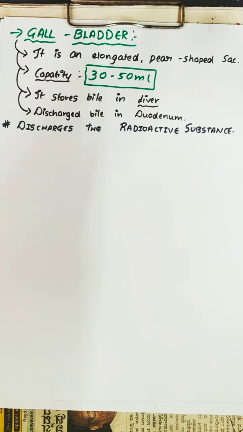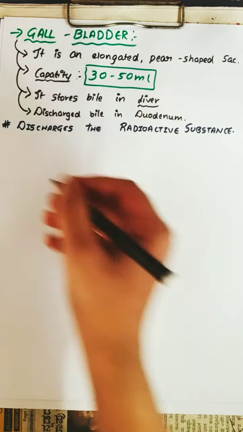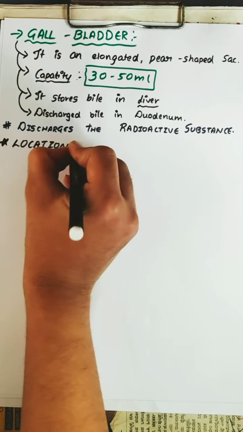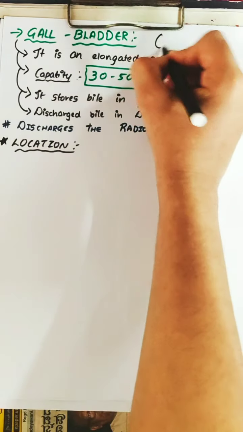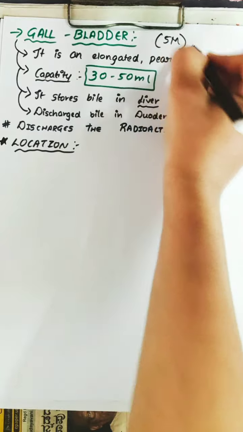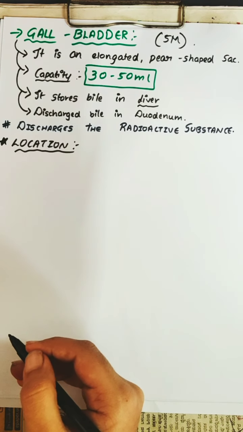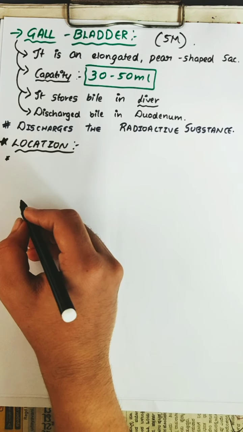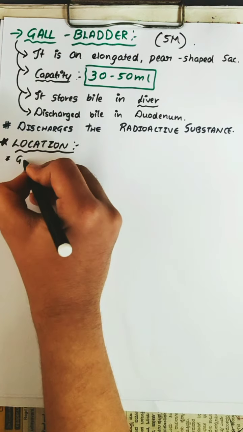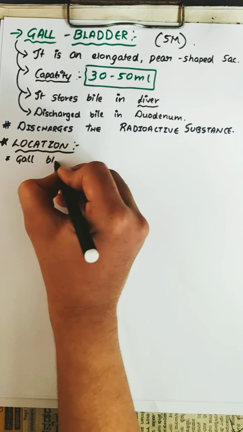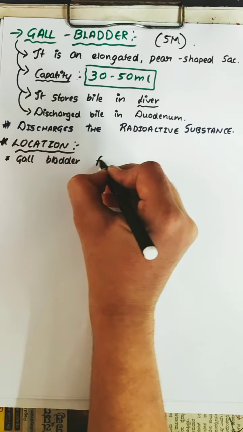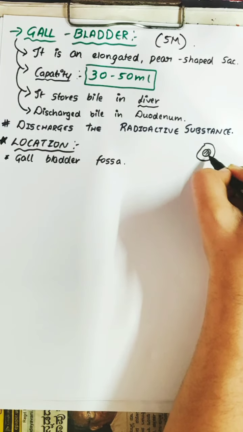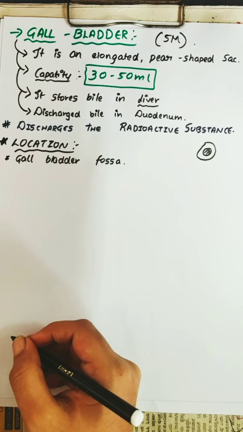So now we'll look at the location of the gallbladder. Where is the gallbladder located? This is a very important question, usually asked for 5 marks in the boards. The gallbladder is located in the gallbladder fossa. So this is the fossa and the gallbladder is located in the gallbladder fossa.